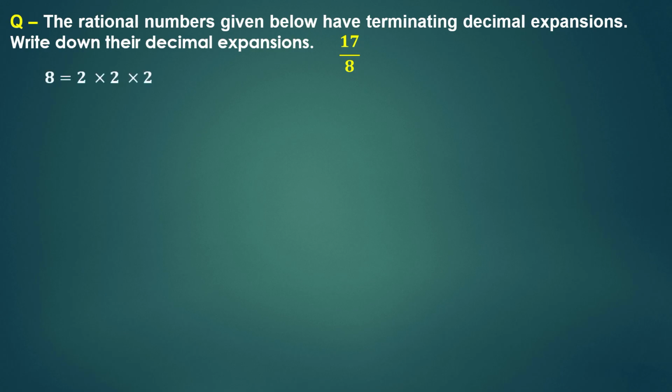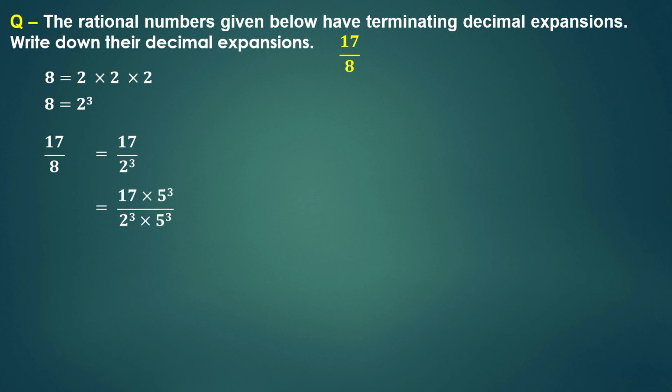8 can be written as 2 into 2 into 2, which can also be written as 2 cube. Now, 17 by 8 can be written in the form 17 by 2 cube. To convert the denominator in the form of 10 to the power k, we must multiply an equal power of 5 on both the numerator and the denominator. So, we will multiply both with 5 cube.